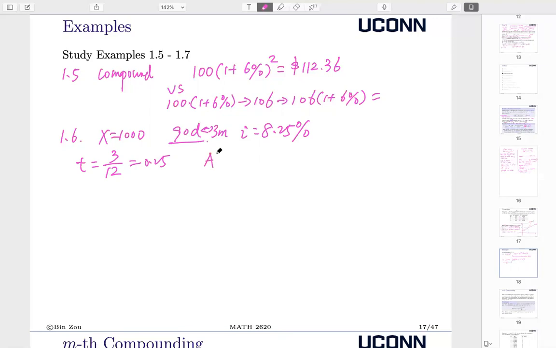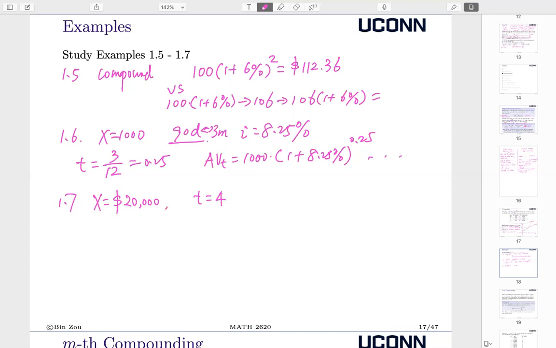And AV is easy to calculate, right? 1 plus i. Okay, we raise the power to 0.25. Okay, so you can easily get the result. Now, 1.7 is slightly different. Okay, this deserves more attention. Sam borrows, not $2,000, $20,000. He repays the loan in 4 years. So we know n is 4.